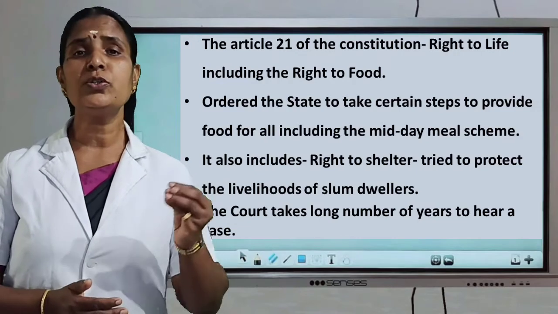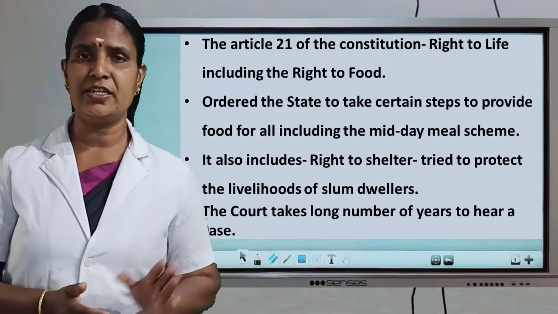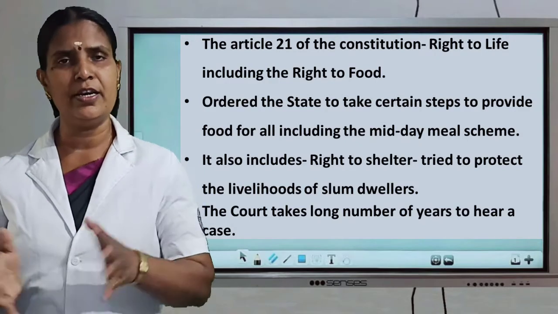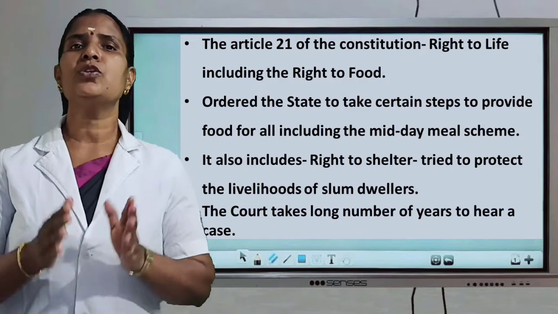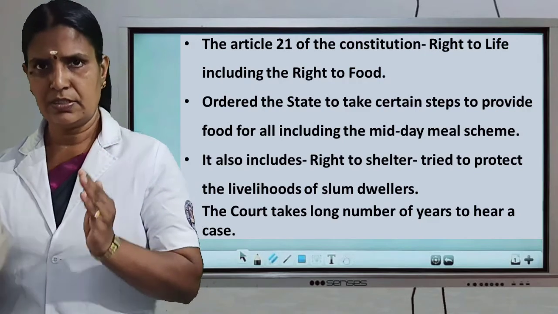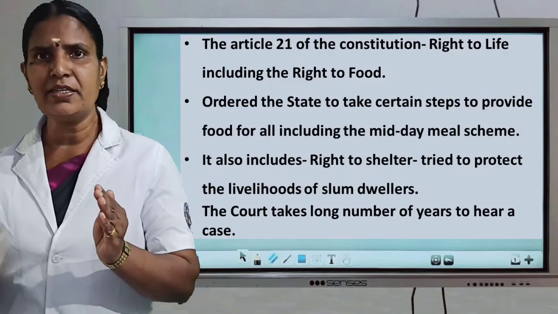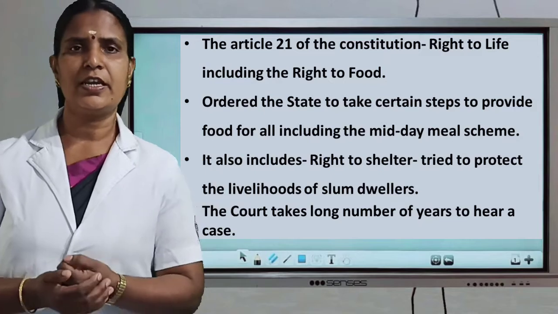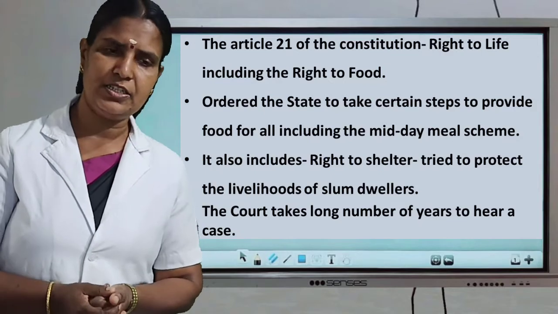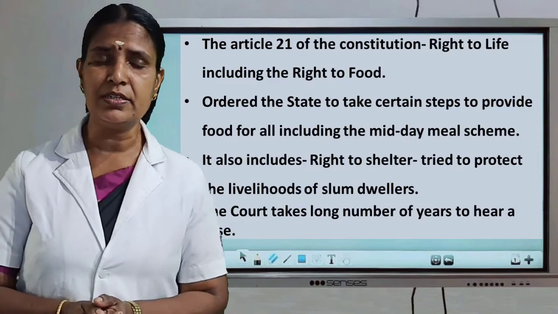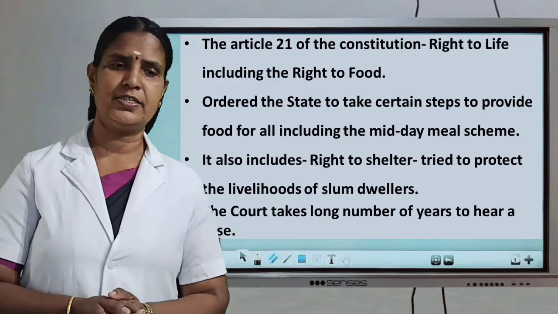Listen, it also includes the right to shelter. Try to protect the livelihood of slum dwellers. The people who are not getting sufficient shelter or good living facilities wanted to get such shelter or facilities. And the court takes a long number of years to hear a case.